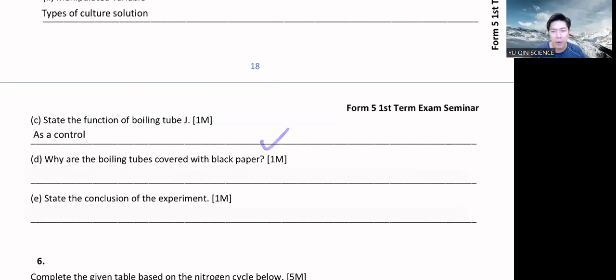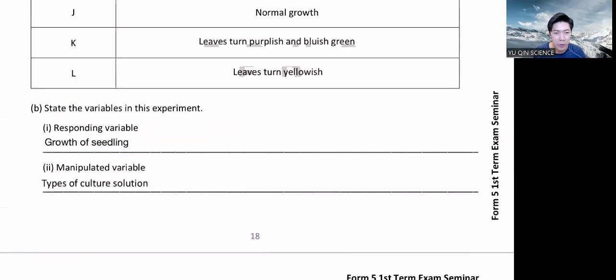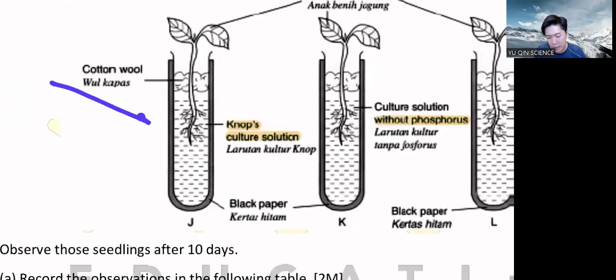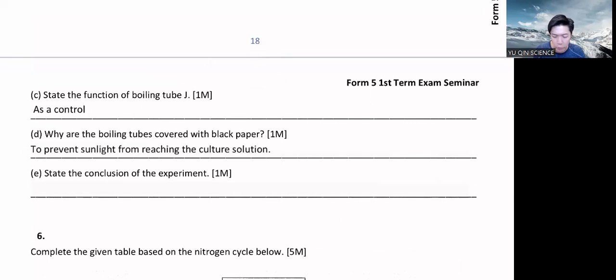Right, black paper. Why wrap with black paper? This is a very fixed question. We want to wrap with black paper because we don't want sunlight to enter. Because when sunlight enters, algae starts to grow. That affects my result because they will all fight for the nutrients. For 1 mark. Unless it's 2 marks, then behind you have to say because the presence of algae can affect the results of the experiment.